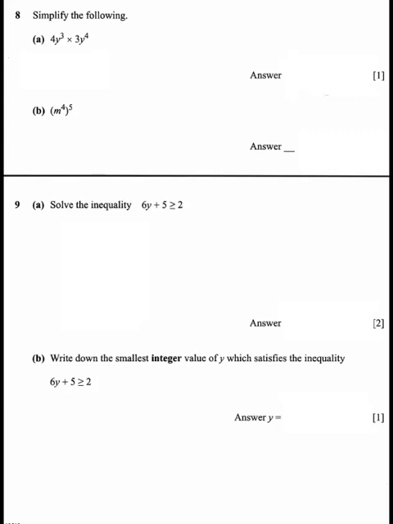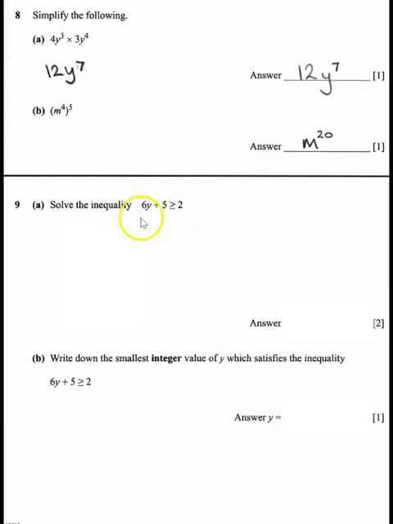So question 8 is indices. We've got a multiplication here, and we do 4 multiplied by 3, which is 12. And with our indices, when it's a multiplication like this, we add our indices, which is 3 plus 4 is 7. So that's our final answer. And question B is m to the power of 4 in brackets with the power of 5 outside. When you see brackets like that, we usually multiply our indices. So that should be m to the power of 20.